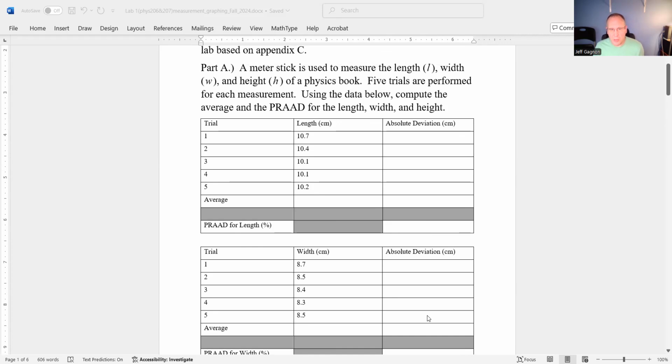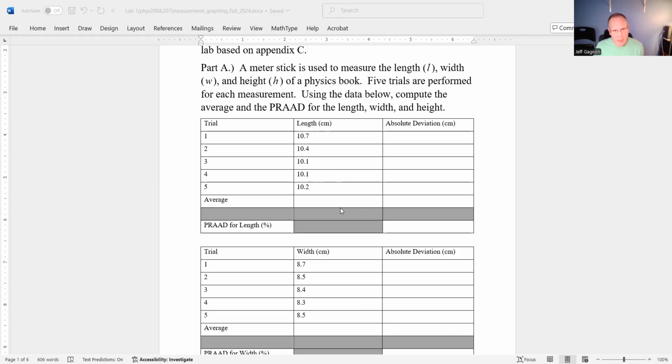Okay, so again, use the knowledge that you learned from Appendix A and B or from my video lecture on how to compute PRAD. One thing you should notice here is remember that the resolution of the instrument is important, right? So if you look at all the data that was given in the table here, these are all to 1 decimal place, right? Which means that the smallest length that could be measured by this meter stick was 0.1 centimeters, right? Which is the same as 1 millimeter. So that's the resolution. 0.1 centimeters would be the resolution of this instrument.